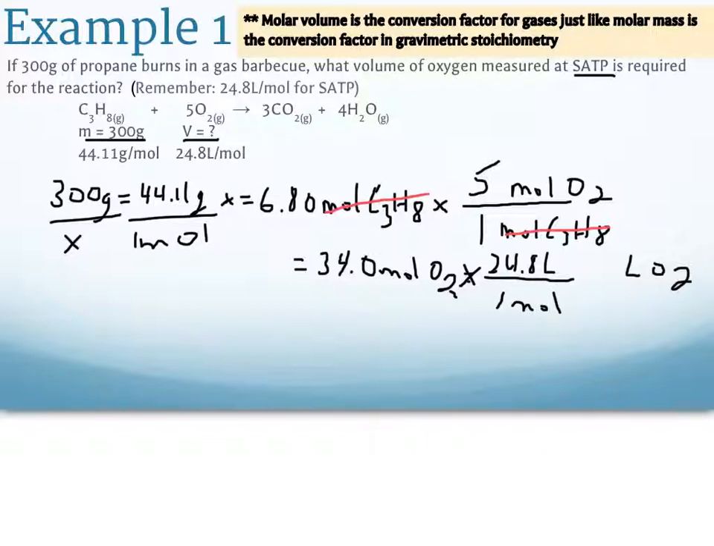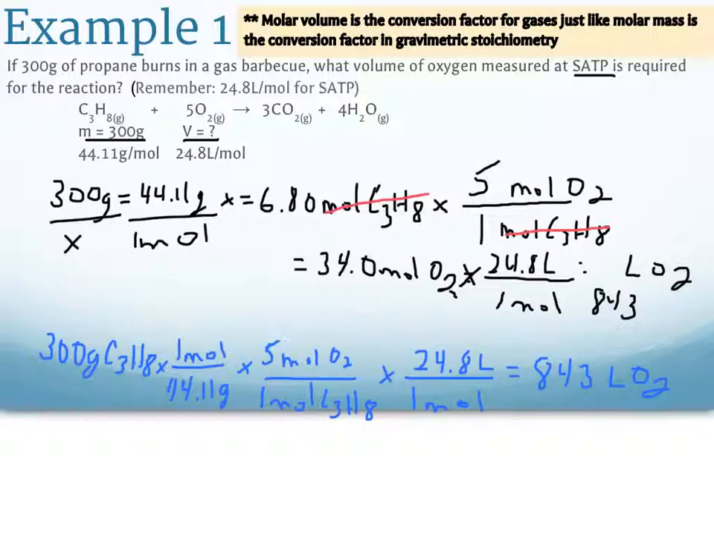So I'm taking my 24.8 and multiplying it by my 34, and I am going to get 843 liters of oxygen. Doing unit analysis, I have my 300 grams of C3H8 multiplied by my molar mass, which means now I have moles of C3H8.